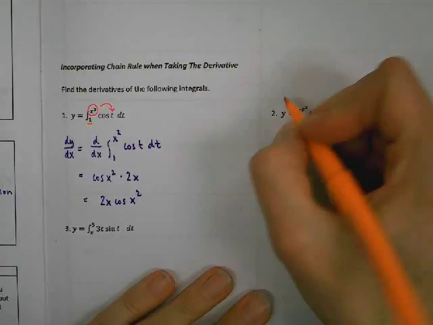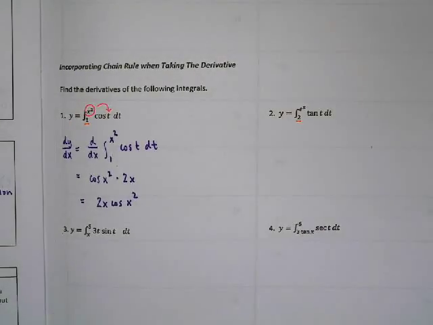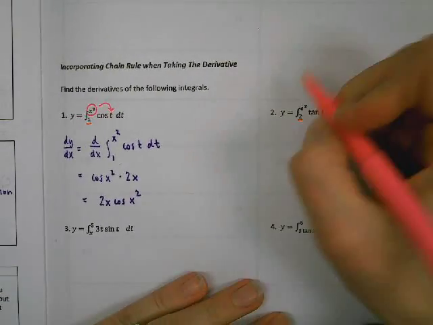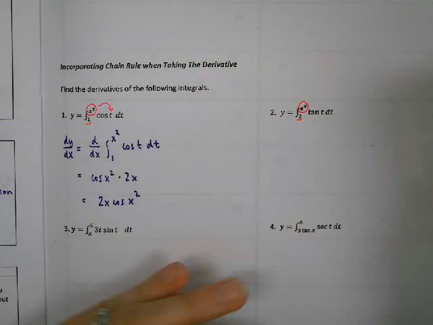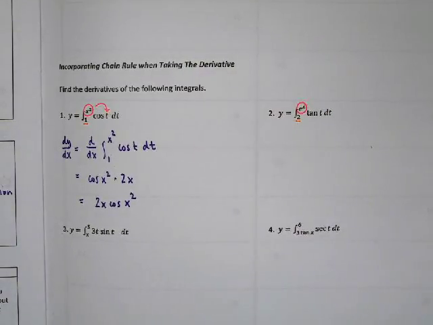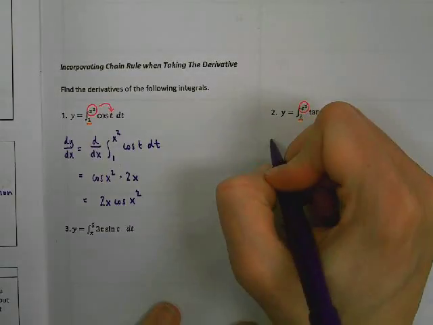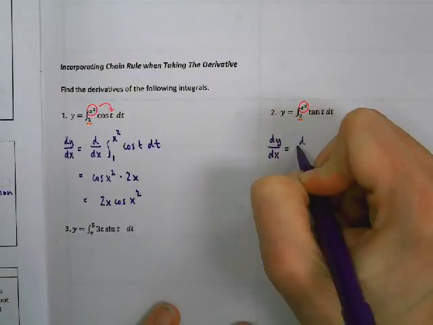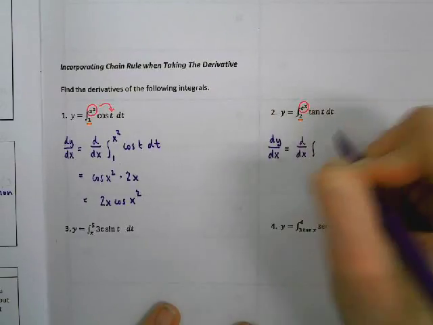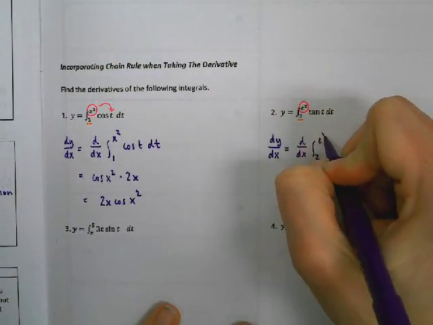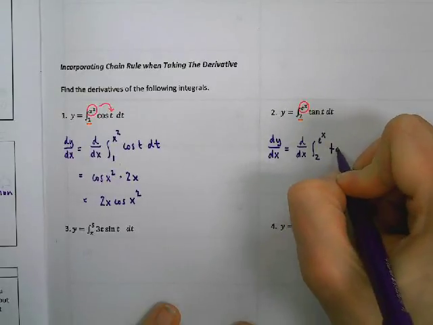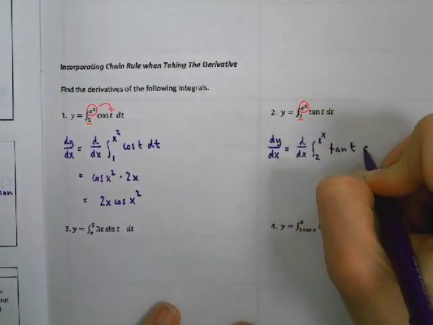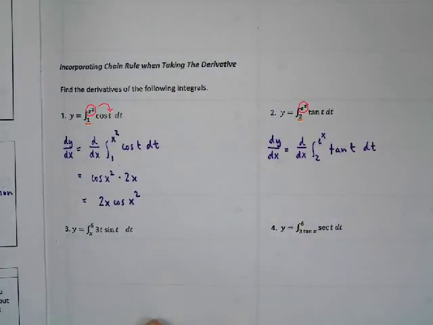Okay, for number 2, my lower limit is a constant. So far, so good. My upper limit, I can see, is a function of x. So again, we're going to use that chain rule. So the derivative of y with respect to x is equal to the derivative with respect to x of the integral from 2 to e to the x of tangent t dt.